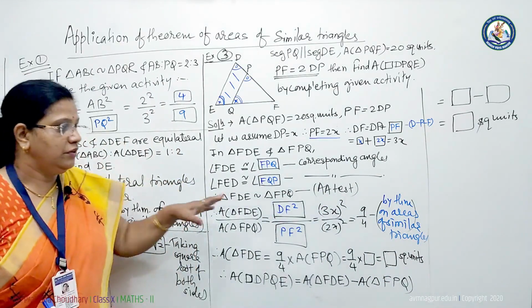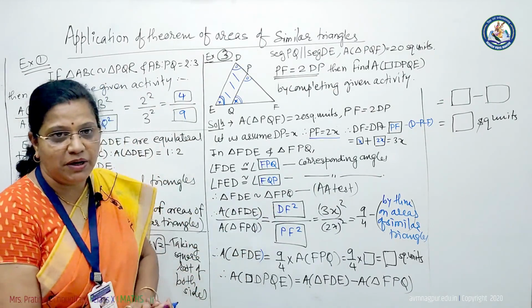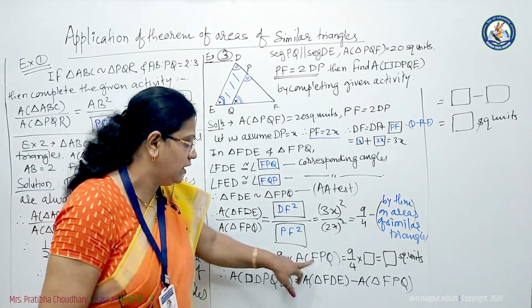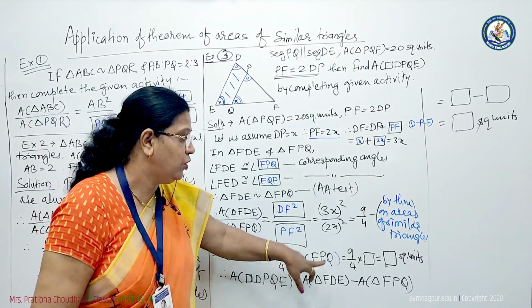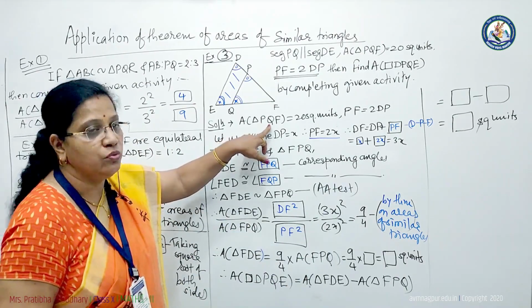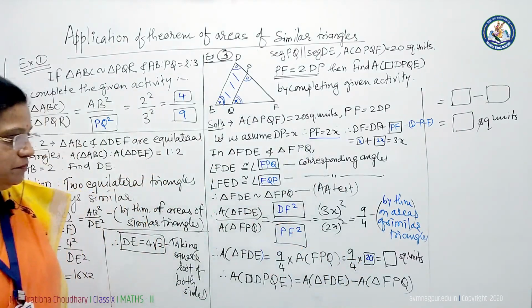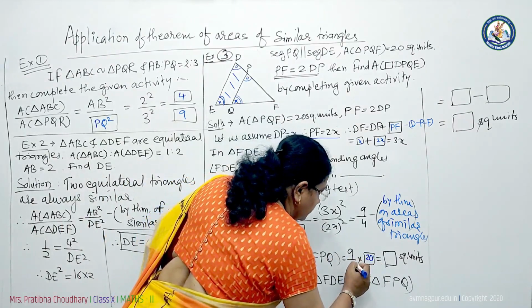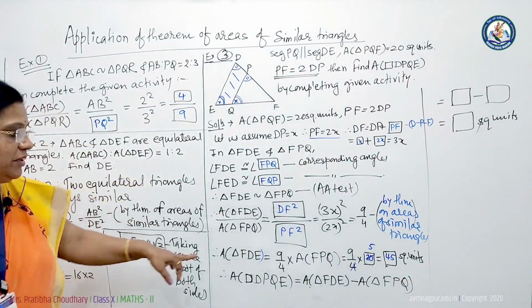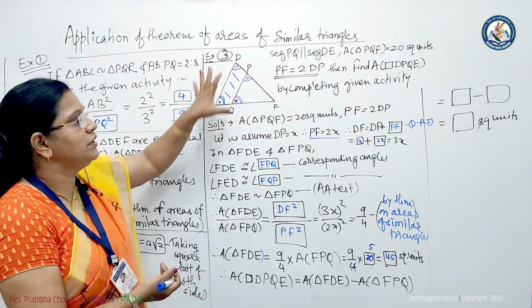Okay, now we'll just cross multiply, nothing is done there. Area of triangle FDE, we have taken this FPQ to this side, 9/4 multiplied by area of FPQ. What is the area of triangle FPQ? It is given, 20. So you will write here 20, and after simplifying that, what will we get? 4 fives are 20, 9 fives are 45 square unit. So the area of triangle FDE is 45 square unit. FDE is the bigger one.